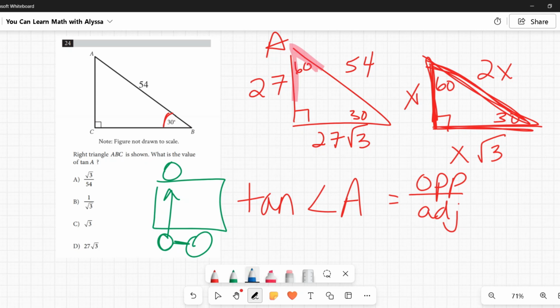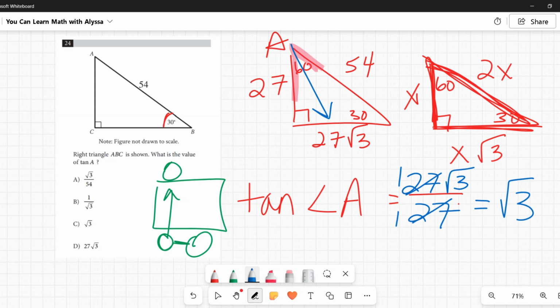Okay, so the opposite side, the one angle A is looking at, is going to be 27 times the square root of 3. And the adjacent side, the one that it's bumping elbows with, is 27. So that is 27 times the square root of 3, and then we have 27 on the bottom. We can cancel those out. It's one of those fun things we can do with fractions. So they cancel out, 1, 1, and I am just left with the square root of 3. So the tangent of angle A is going to be C, square root of 3.